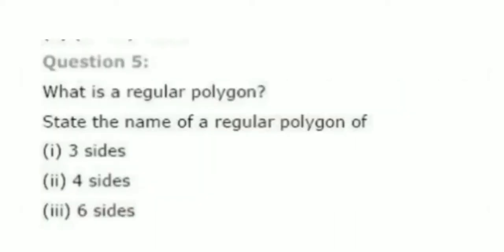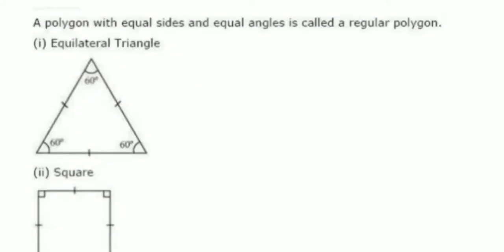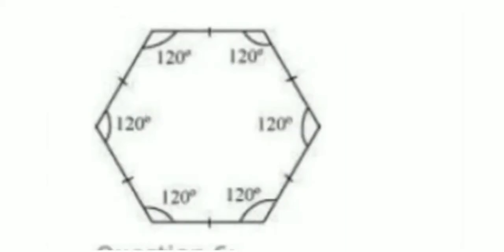Next question, what is a regular polygon? State the name of a regular polygon of 3 sides, 4 sides and 6 sides. So a polygon with equal sides and equal angles is called a regular polygon. 3 sides, so first one is equilateral triangle. 4 sides means we can say square, and 6 sides, so it is regular hexagon.